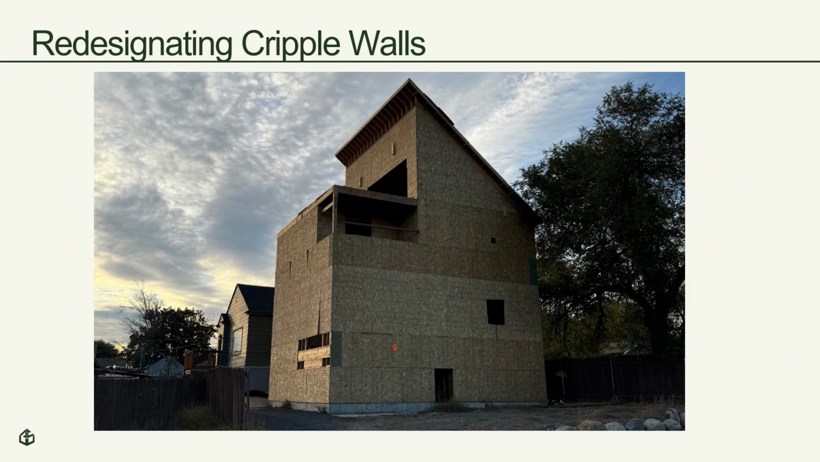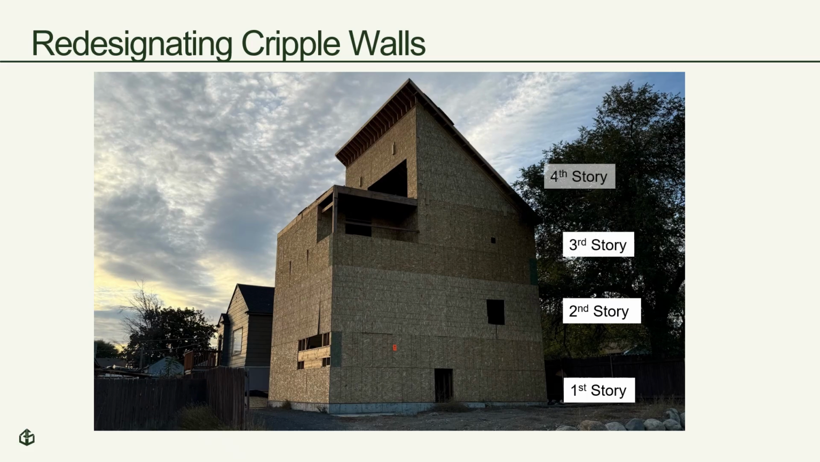Here's an example of why redesignating the cripple walls as a story can be an issue. In the picture, the cripple walls exceed 48 inches, therefore they must be treated as a story. As you can see, this would mean that the top story would become the 4th story, noting that the top story is not enclosed by the roof structure, therefore it would not be exempt from being a story per the habitable attic provisions. The prescriptive provisions of the IRC do not provide for a 4th story above grade plane, therefore engineering would be required.